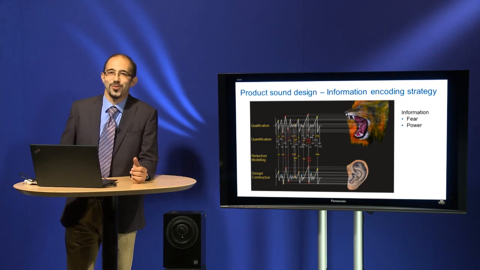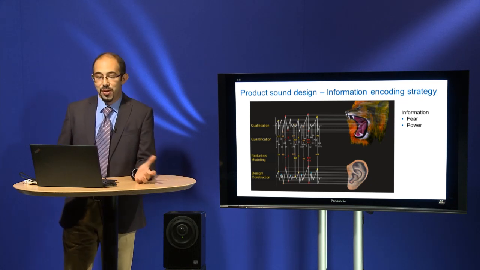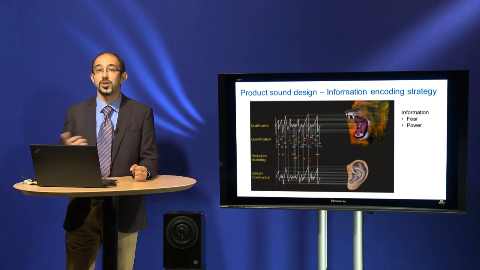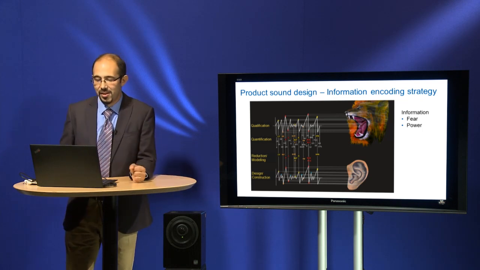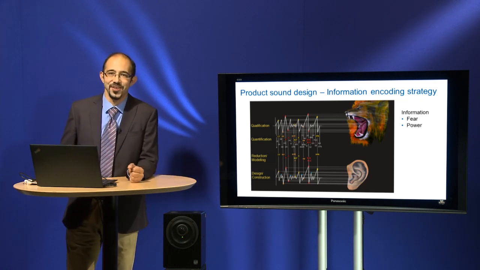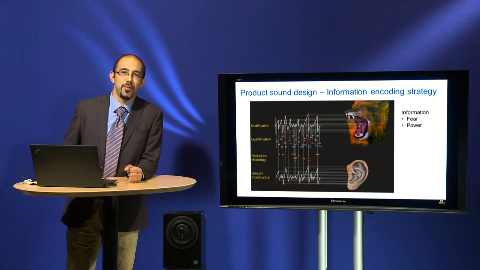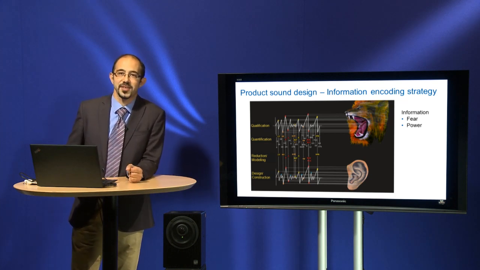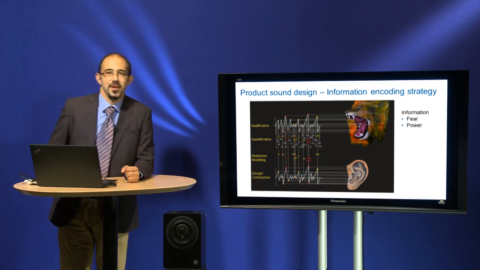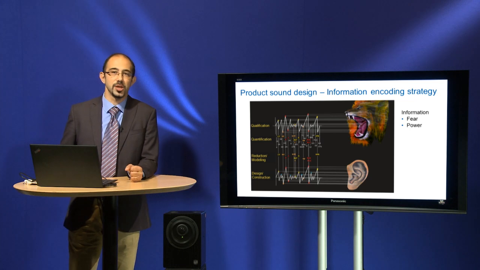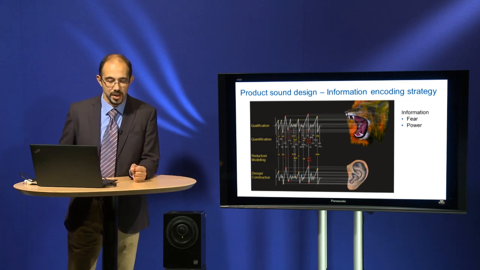And if we think about lion roar, we all worry about it. And of course, the first information which we get is the fear. But at the same time, we feel the power of the lion. And the second very important information, which is of course directly relevant for the product sound design, is power. And we would like to, of course, have this power information if we think about different products.